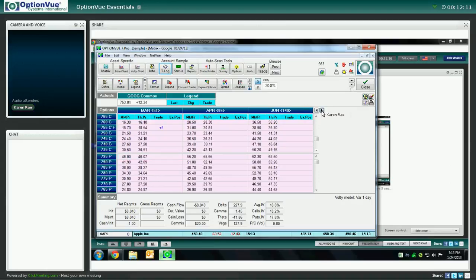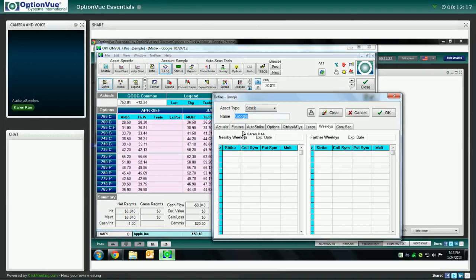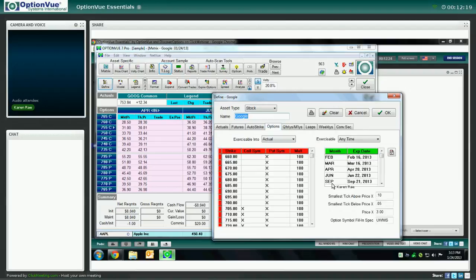Now, let's just say I don't want to be going out as far as September, I can delete that month also by going to Define and then Options. And here's the September month. I can just delete it from here. If I want to re-add it, I can hit this little button here. It'll add July, October, January, and whatever months are in the cycle. Let's just see now. So if I've got February, March, April, and June, those look good.